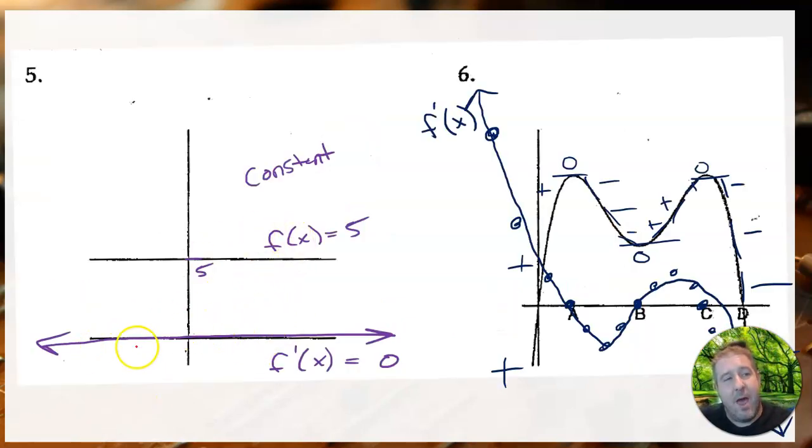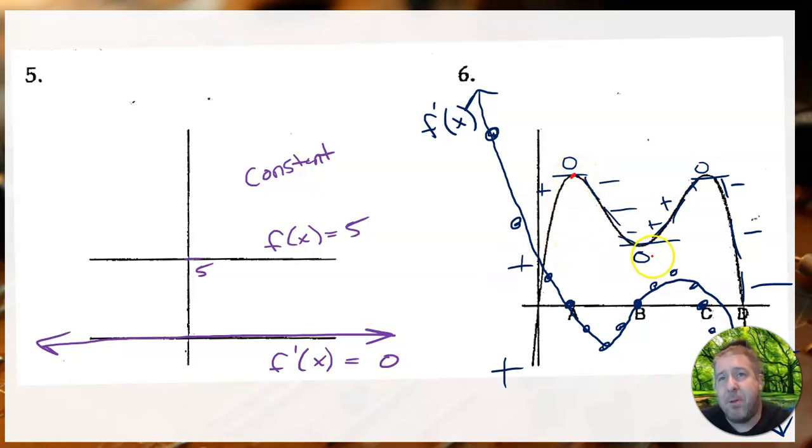All right, this time we have a constant. So if we have a constant right here, let's say this f of x ends up being 5. So if this is 5 right here, that's a constant line, then the slope will always be 0. So constant numbers will always have a derivative of 0. I'm going to look at the next one.